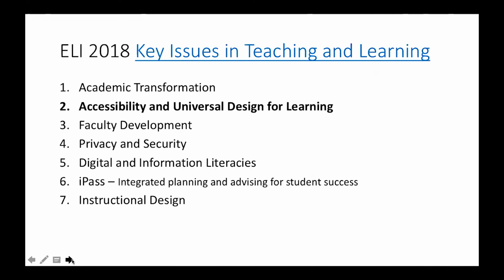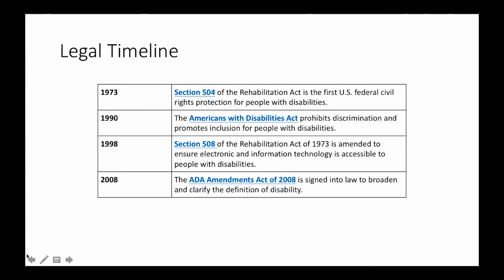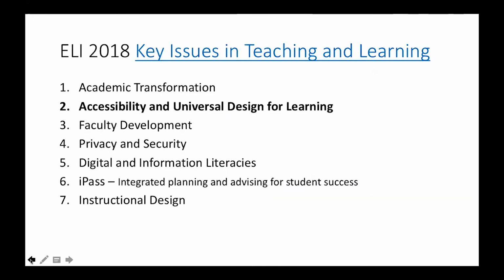Just this week, ELI put out key issues in teaching and learning. And one of the key issues, number 2 on the list, was accessibility and universal design for learning, which I think are interconnected. And so I'm going to talk a little bit about both of those.